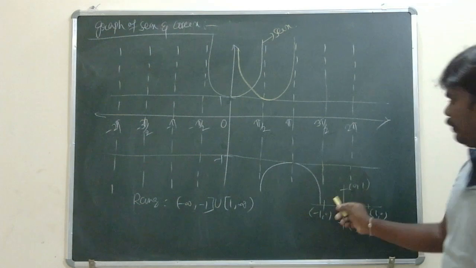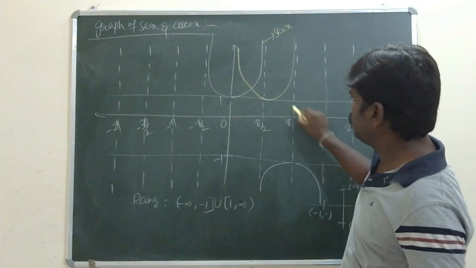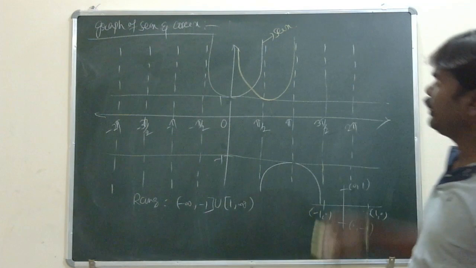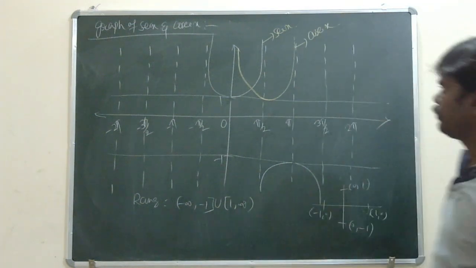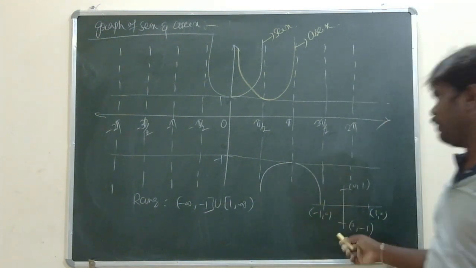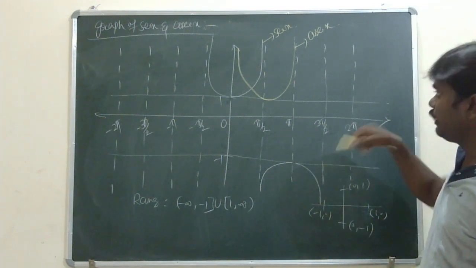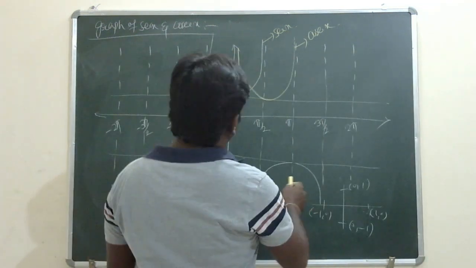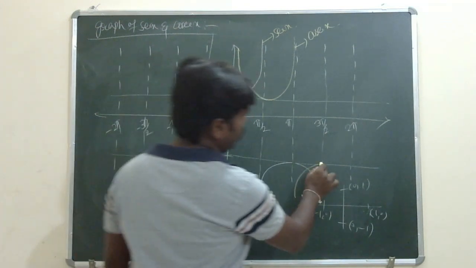Here from 90 to 180 degrees, it will increase. So like this we can have the graph of the cosecant. So this is the cosecant x. Even from pi to 3 pi by 2, the sine goes from 0 to minus 1, which means it is decreasing, so the cosecant will increase.